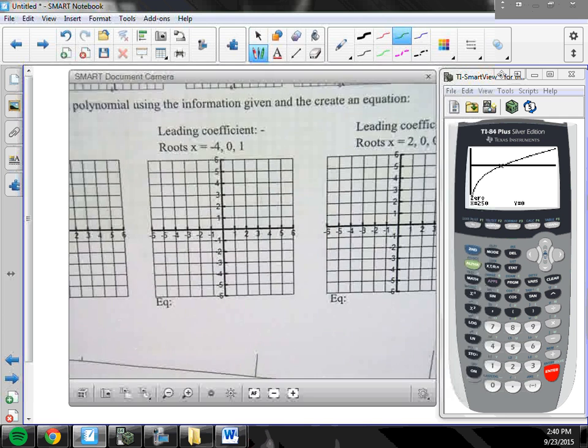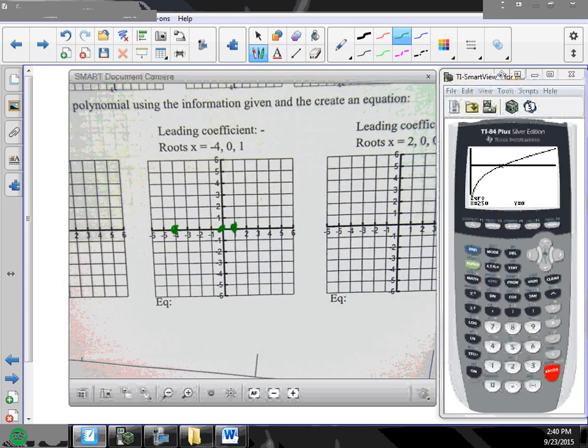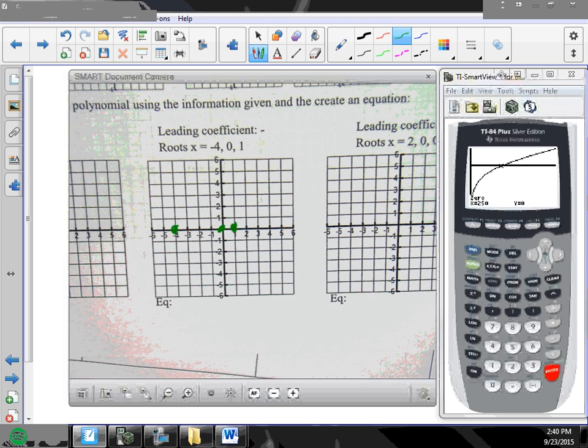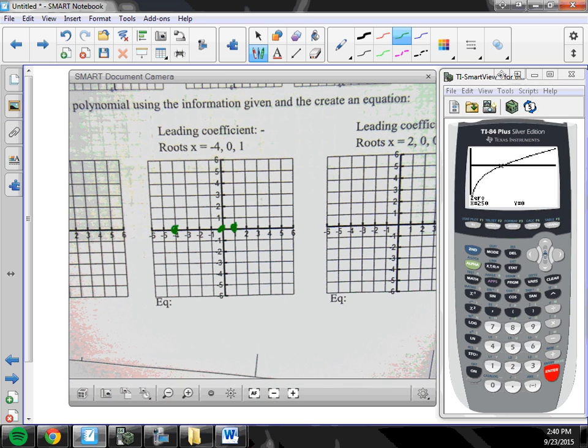So we have roots at -4, 0, and 1. What shape is this going to have? The x to the third shape. Good. And the leading coefficient is negative, which means we're going to start on the top. So start up here. What happens when I get to -4? Straight through -4. Then I need to turn around. Straight through 0 and down through 1.